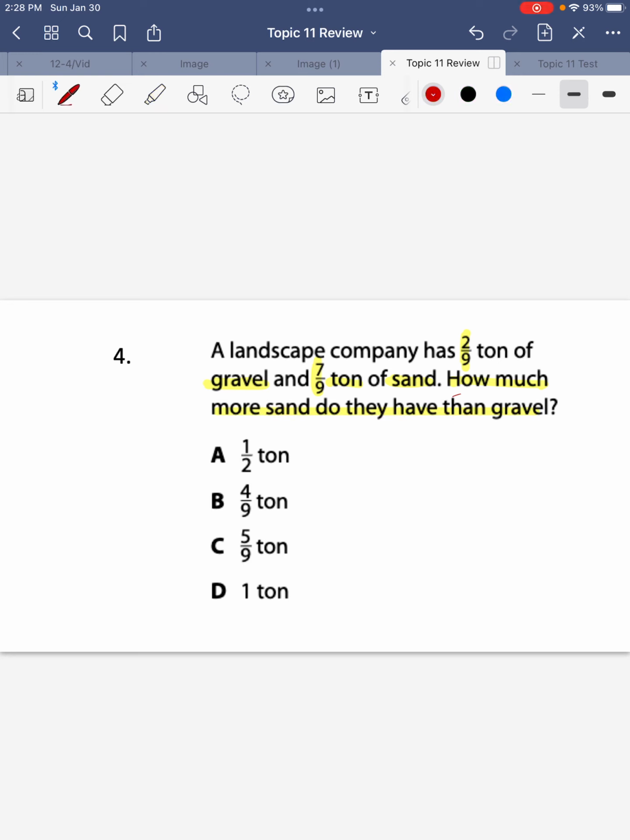Okay, so they're comparing two things. We're comparing gravel and we're comparing sand. Remember, when we're comparing two things, that's a hint I'm going to subtract. But let's just make sure. It also says how much more. When we see how much more, I am going to subtract. Okay? It even says than. Than is also a key word that I'm going to subtract. I'm comparing sand and gravel. I'm going to subtract. Okay?